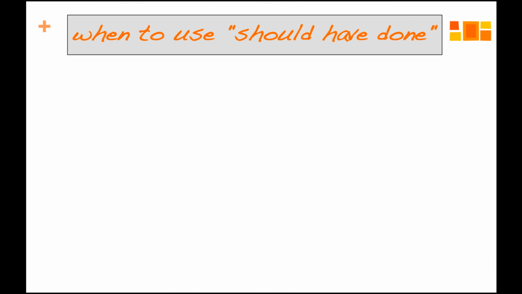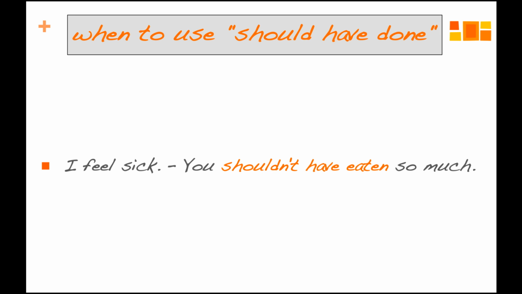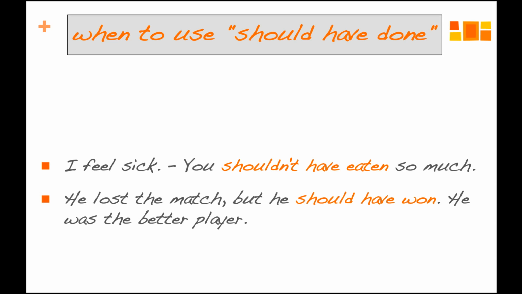So now we still have this "should have done," which is like a "should perfect," so to speak. Let's have a look at a couple of examples. "I feel sick." "Well, you shouldn't have eaten so much." What is the difference between "you shouldn't have eaten so much" and "you shouldn't eat so much"? Because obviously there is a difference.